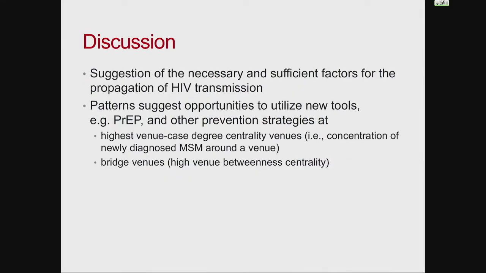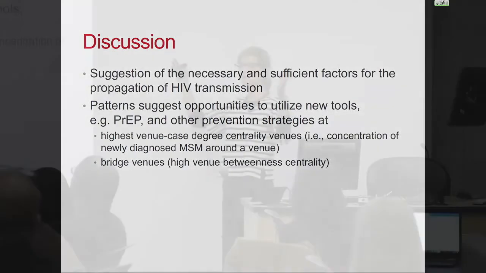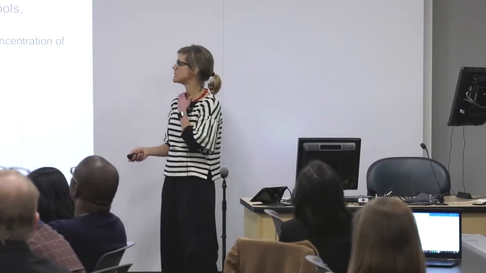This suggests that there are the necessary and sufficient factors in the venue network for ongoing transmission, high connectivity. And the pattern suggests there may be very, very good opportunities to utilize new tools such as PrEP and other prevention strategies at these spaces or venues, particularly those with the highest venue case degree centrality and bridge venues. So we're very much thinking about which are those bridge venues. We could just say, okay, let's go for the 6, but we're also concerned that there may be other venues that we would miss.